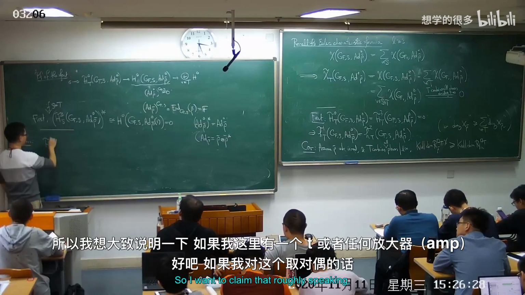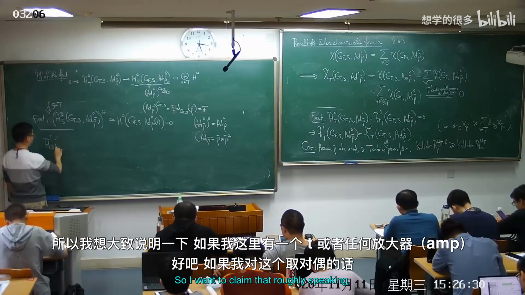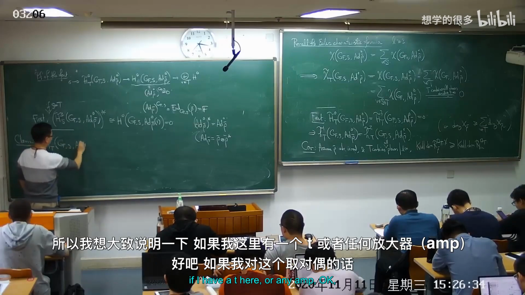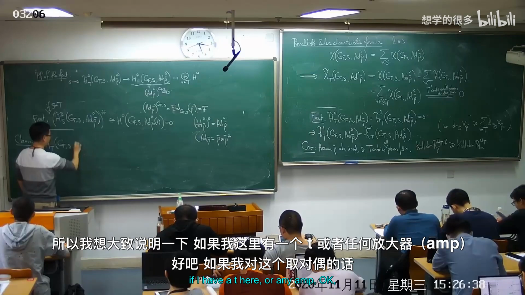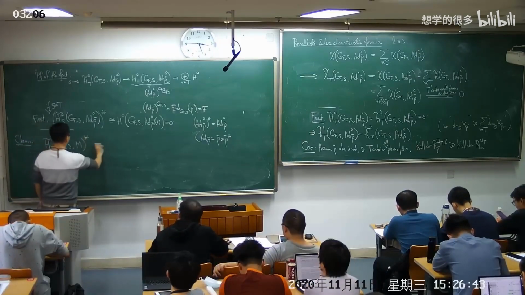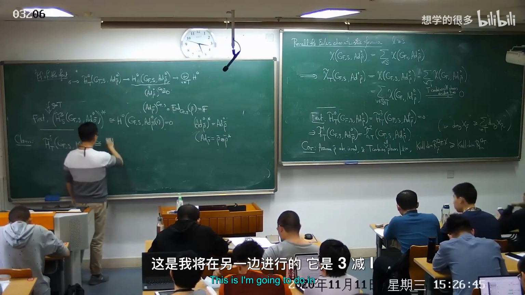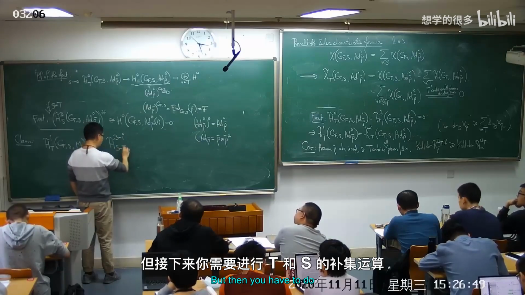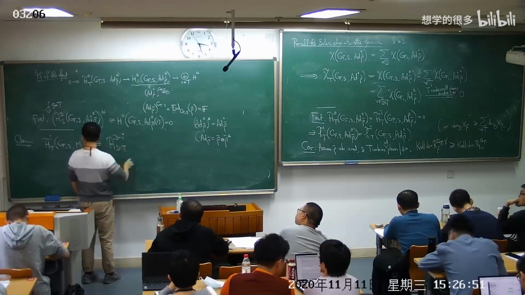So I want to claim that, roughly speaking, if I have a t here, or any m, if I take the dual of this, it is isomorphic to the other side, 3 minus I. But then you have to do the complement of t in S.